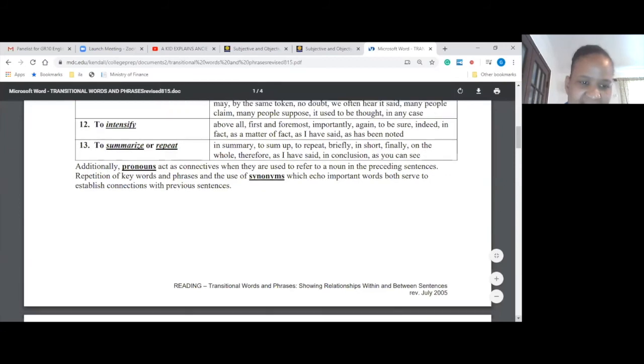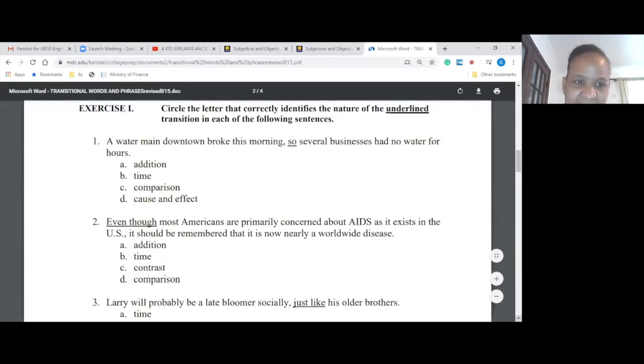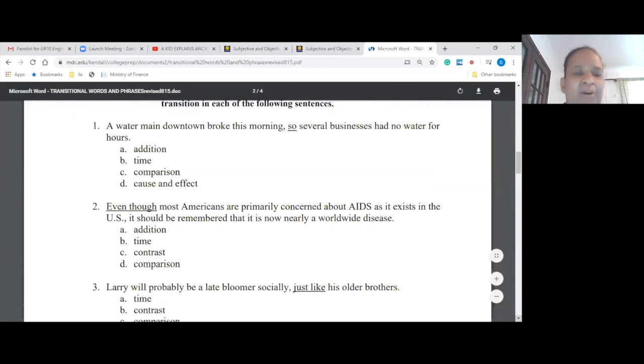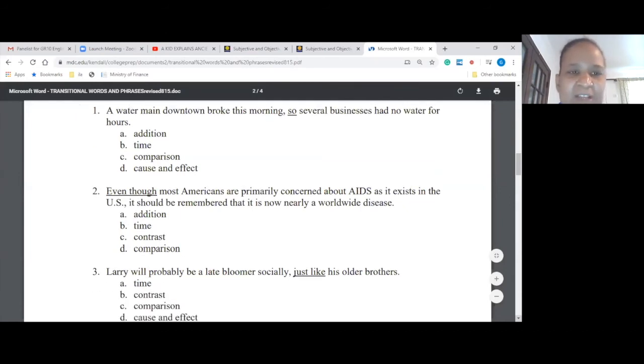Okay, just a little exercise. So if I say, let's just look at one. A water main downtown broke this morning, so several businesses had no water for hours. Now let me go back up so you could look back at the answer section. Is this telling us addition, time, comparison, or cause and effect? Cause and effect. I'm seeing the answers coming so quickly, I can't say who said it.